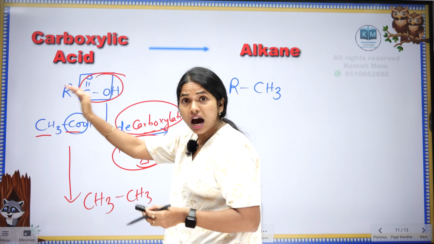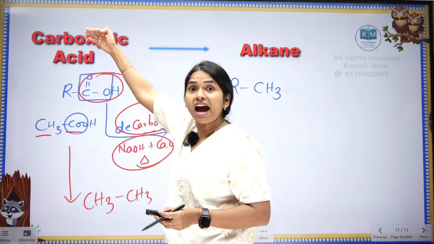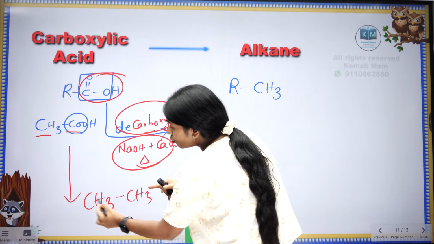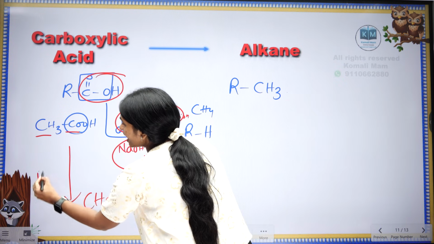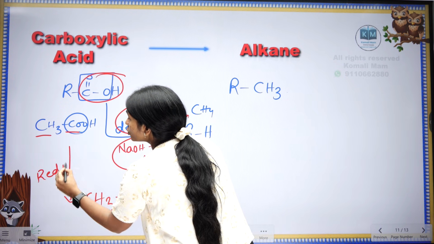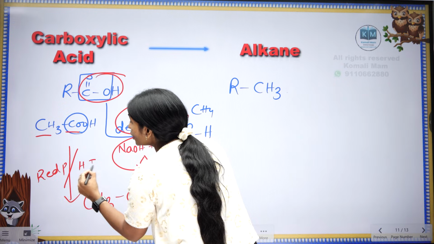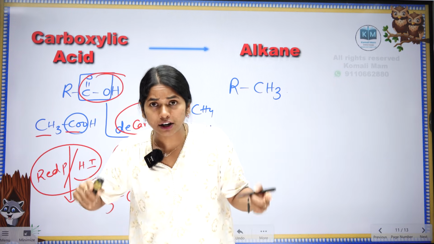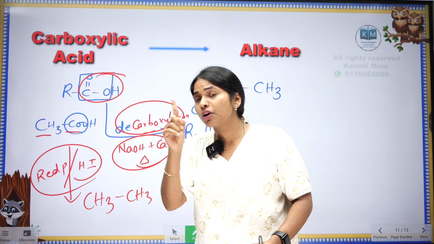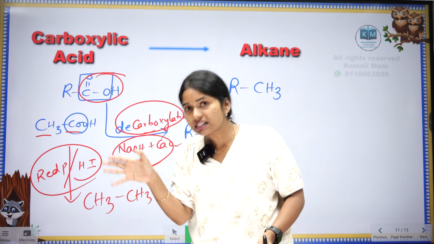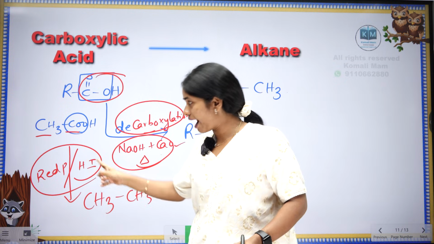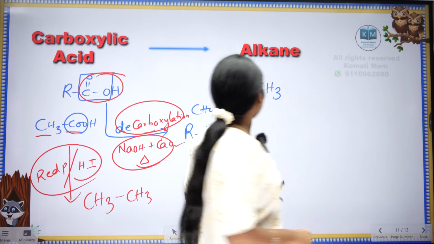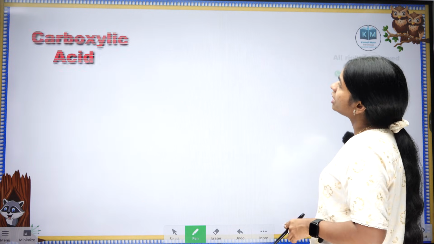Same number of carbons as in the parent, I want the same. Then what do I need to do, students, tell me. In such case, red phosphorus with hydrogen iodide. Very important. Repeat, red phosphorus with hydrogen iodide. For the same number of carbon atoms in the acid series, to get it, we have to use it. 2 reactions you covered here. Okay, done. Next one, carboxylic acids you converted into alkanes.